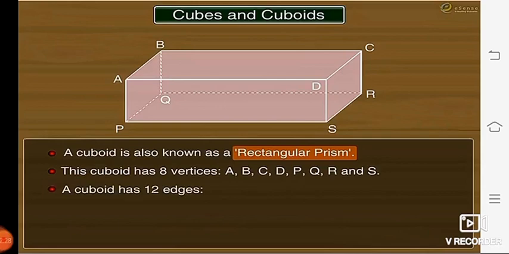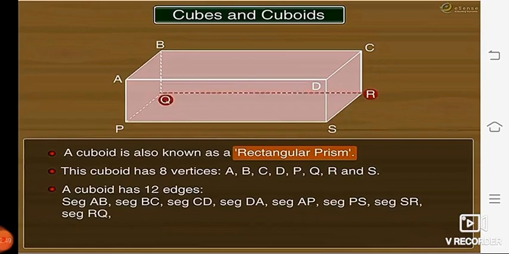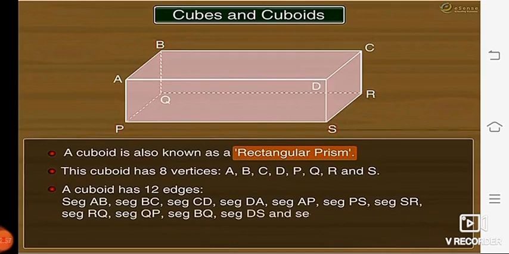So, edges are seg AB, seg BC, seg CD, seg DA, seg AP, seg PS, seg SR, seg RQ, seg QP, seg BQ, seg DS and seg CR. Okay, so these are the edges of a cuboid.